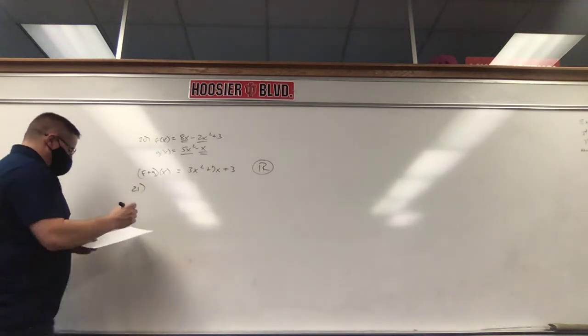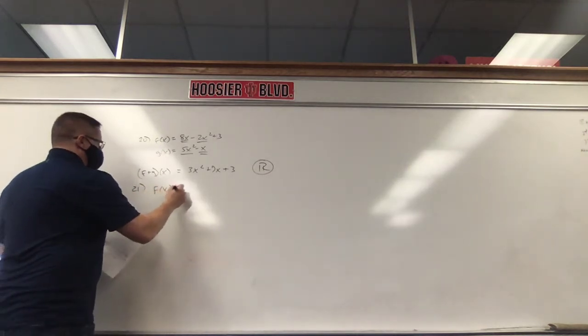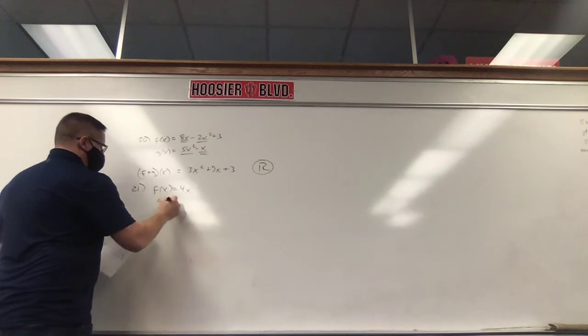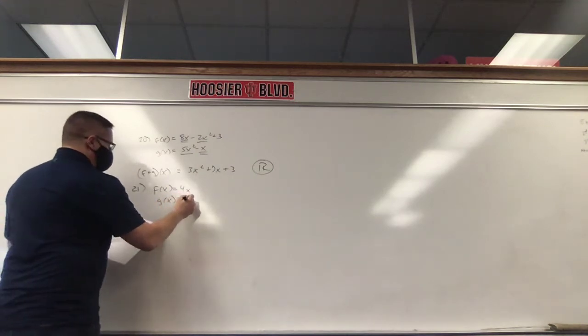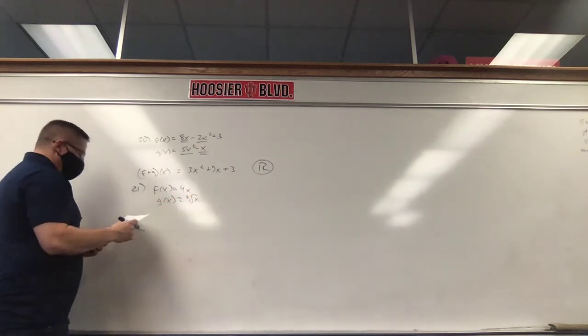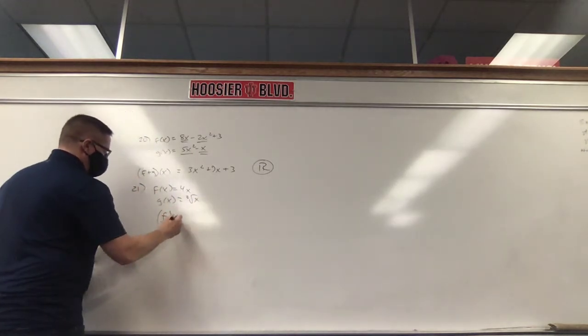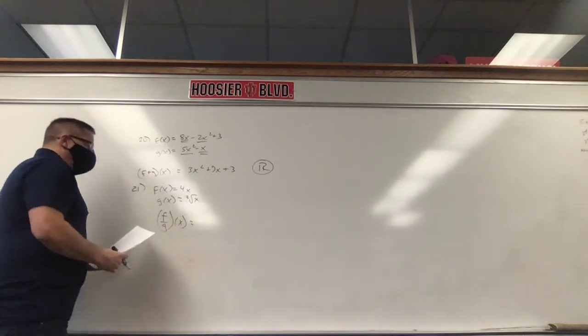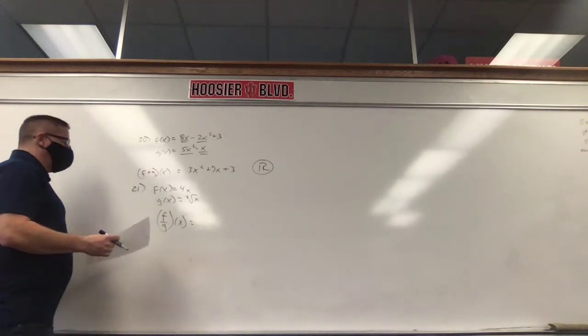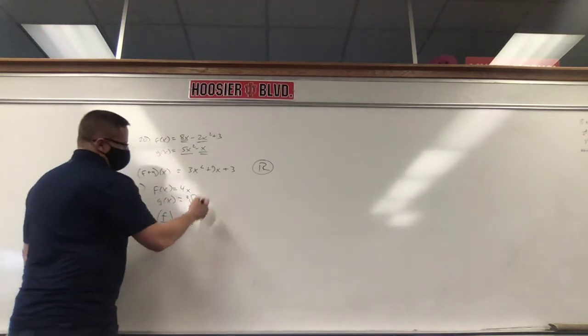They give us f of x is 4x. And g of x is cube root of x. Okay? Find f over g of x. I want you to divide these. Okay? Divide them and simplify them. Okay? I would encourage you do this. Let's rewrite it.